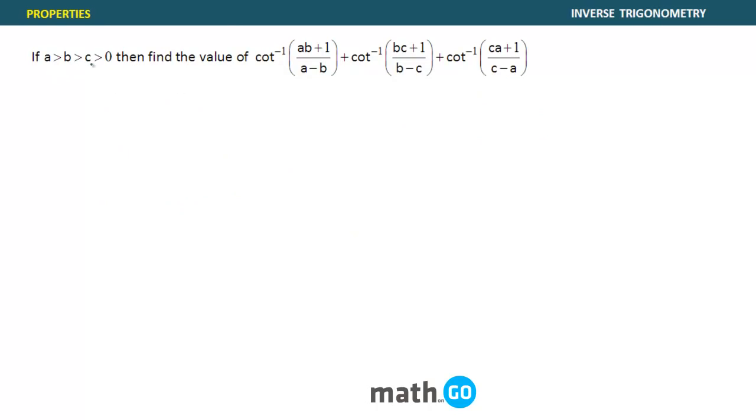It says a greater than b greater than c greater than 0. Then you need to find the value of cot inverse this, cot inverse this, cot inverse this, which is cyclic in order. You can say a minus b, b minus c, c minus a. So there is a pattern here. Now I can convert this problem into a tan inverse problem because that is what I am comfortable with. So I can do this, right? Then I can do this tan inverse b minus c by bc plus 1, right? And then the last one can be written as tan inverse c minus a by ca plus 1.